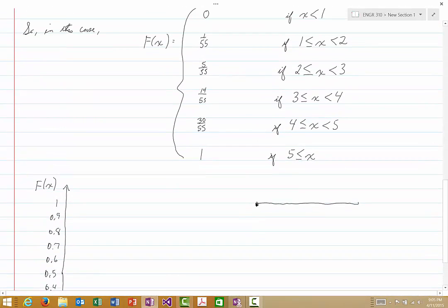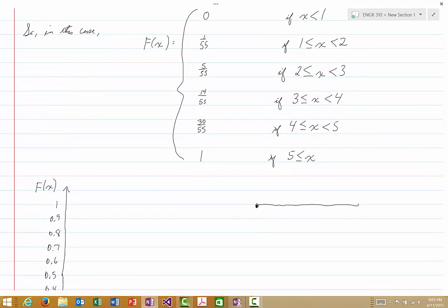And then if x is greater than or equal to 3 but less than 4, we have 14/55. So I guess that is fairly close to, well, what, 0.35 maybe? Let's see. Let me break for just a second. Oops, miscalculated there. It's very nearly exactly, or very close to 0.25.